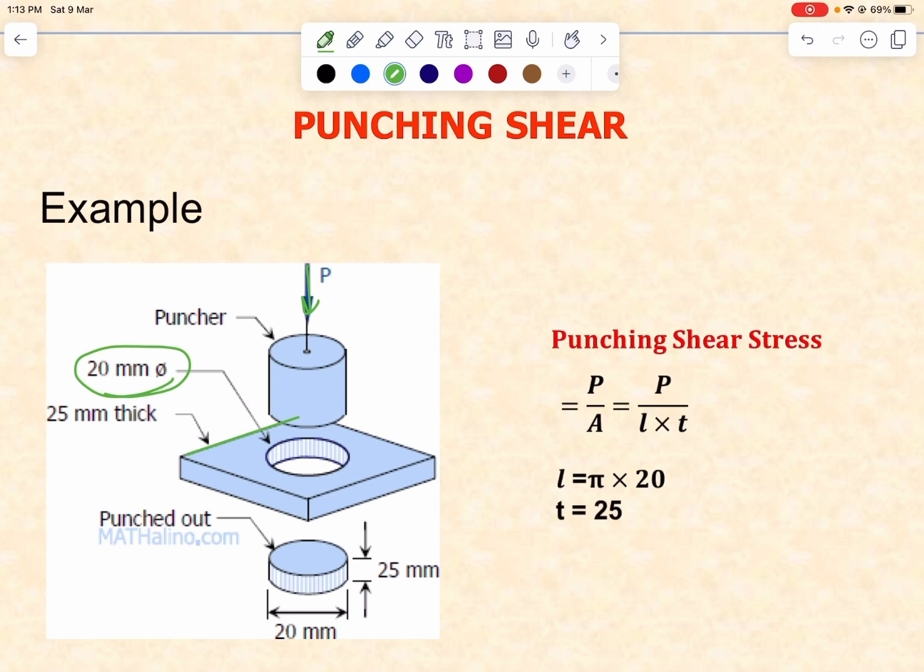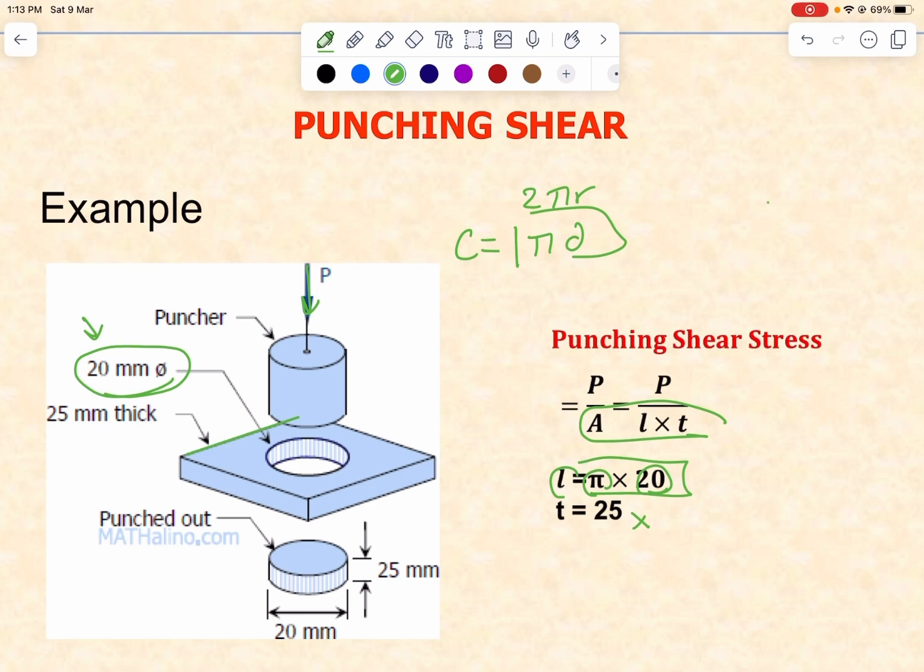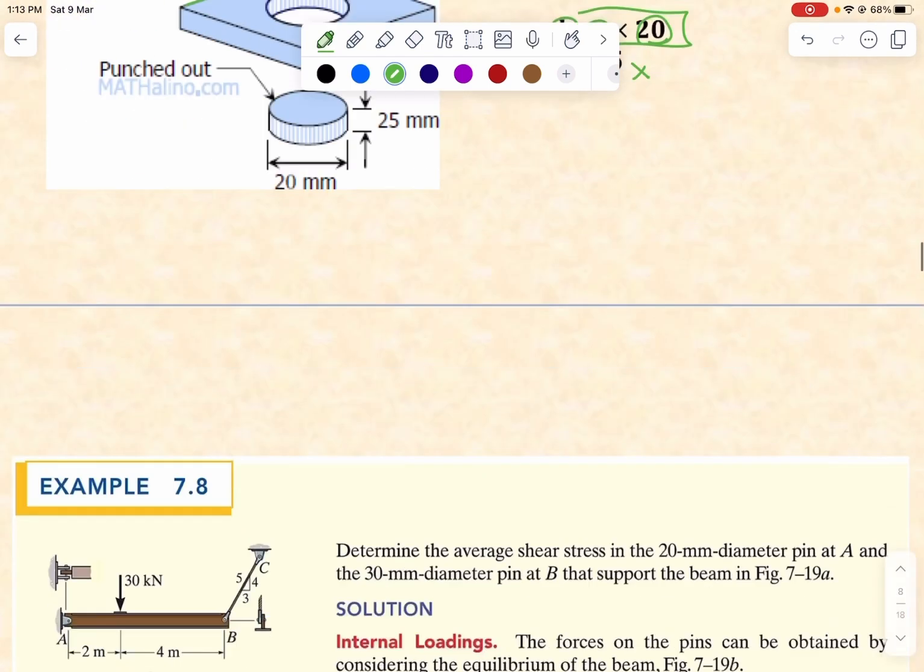No, this one is the diameter because the circumference is 2 pi r. So pi d is also equal to the circumference of the circle. So here it is. 20 is the diameter and pi, we calculated the circumference, multiplied it by the thickness in order to get the area, which is this area. That is resisting sliding.